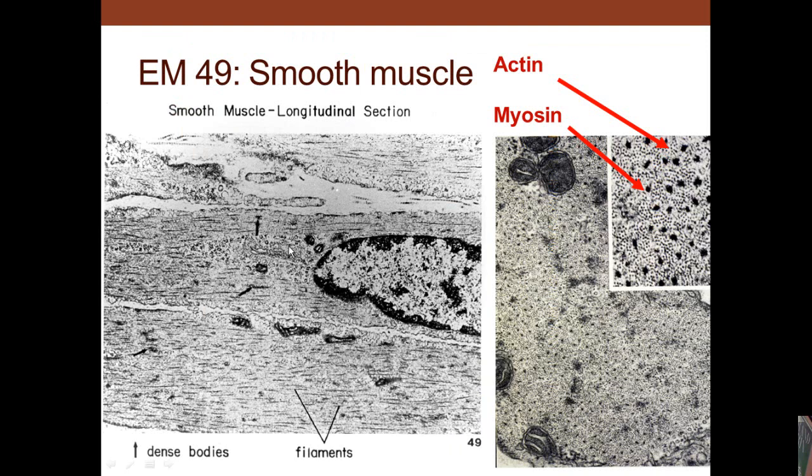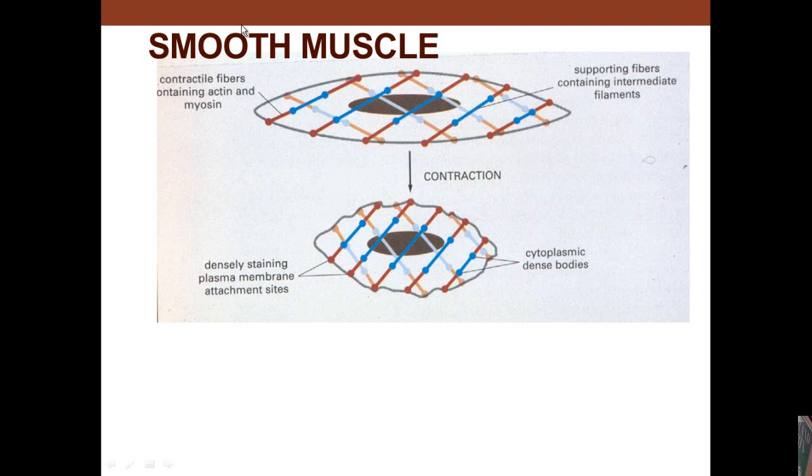And we can see what these densities are. Here's a smooth muscle cell. This is one that's not contracted. There's another one that is contracted. These are images illustrating a smooth muscle cell. There's a nucleus in the center. And you see there are different filaments. We have intermediate filaments, and also we have myosin filaments and actin filaments in through there.